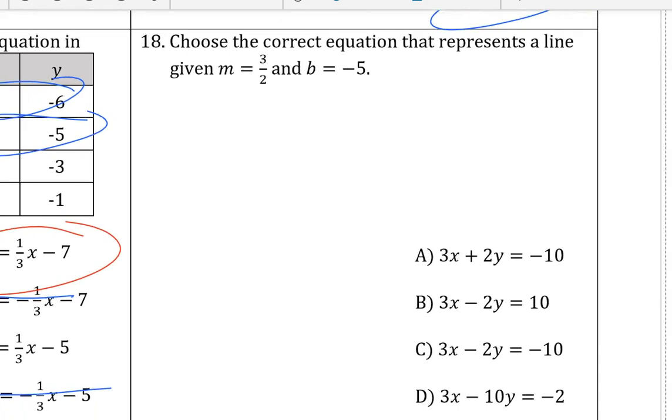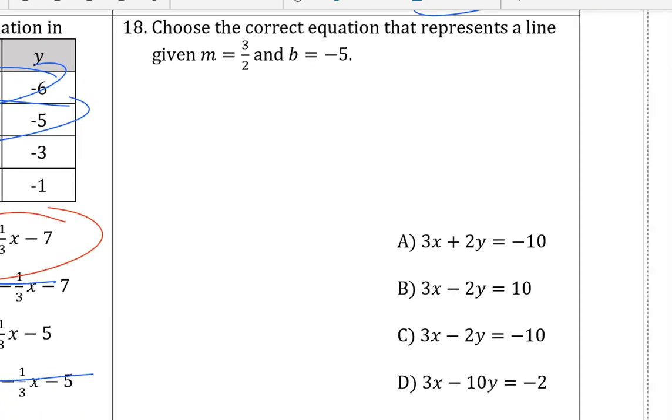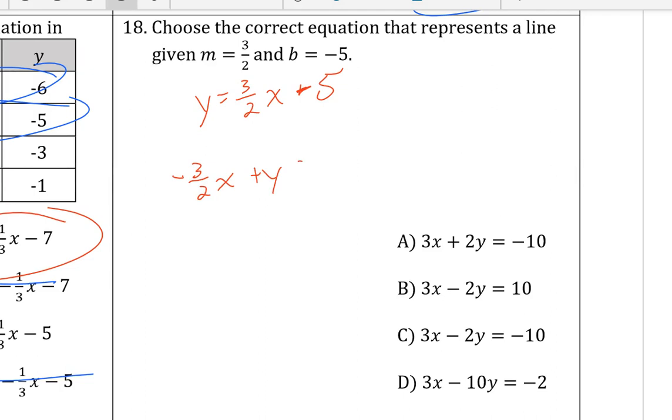All right, moving on over. Looking at standard form here, so we need to do some work. So we got an m and a b, right? So we got y is equal to 3/2 x minus 5. Now, to get the standard form, I need to move my x over, so I'm going to subtract it from both sides. So I have negative 3 over 2 x plus y is equal to negative 5. To get rid of my fraction, I'm going to multiply everything by 2, which would give me negative 3x plus 2y is equal to negative 10.